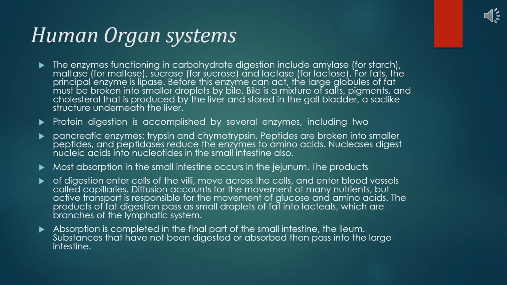Most absorption in the small intestine occurs in the jejunum. The products of digestion enter cells of the villi, move across the cells, and enter blood vessels called capillaries. Diffusion accounts for the movement of many nutrients, but active transport is responsible for the movement of glucose and amino acids. The products of fat digestion pass as small droplets of fat into lacteals, which are branches of the lymphatic system. Absorption is completed in the final part of the small intestine, the ileum. Substances that have not been digested or absorbed then pass into the large intestine.